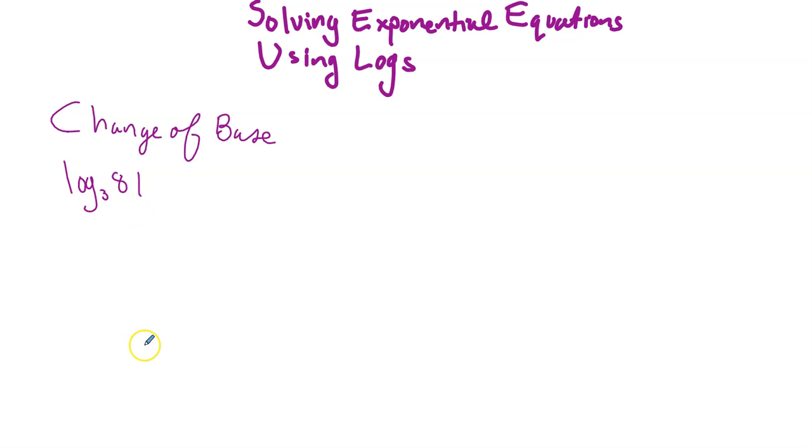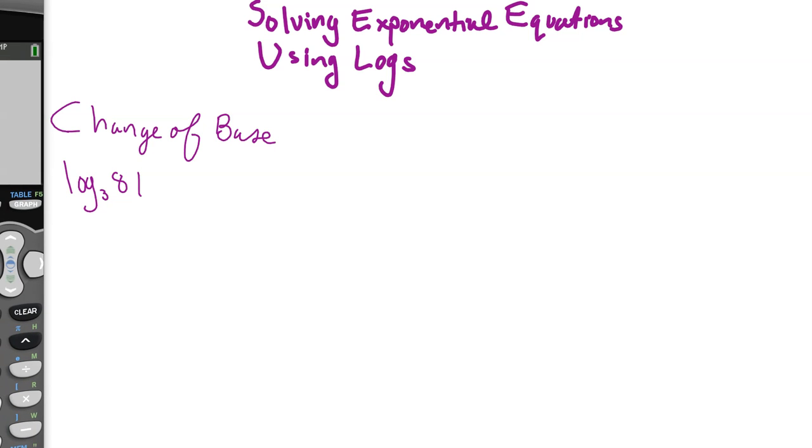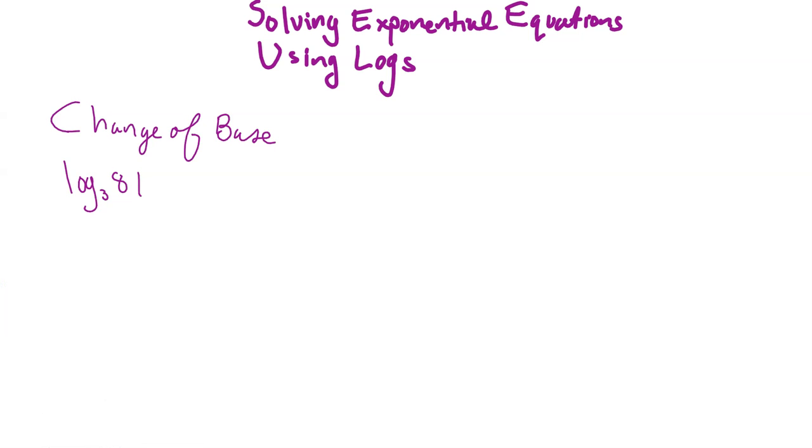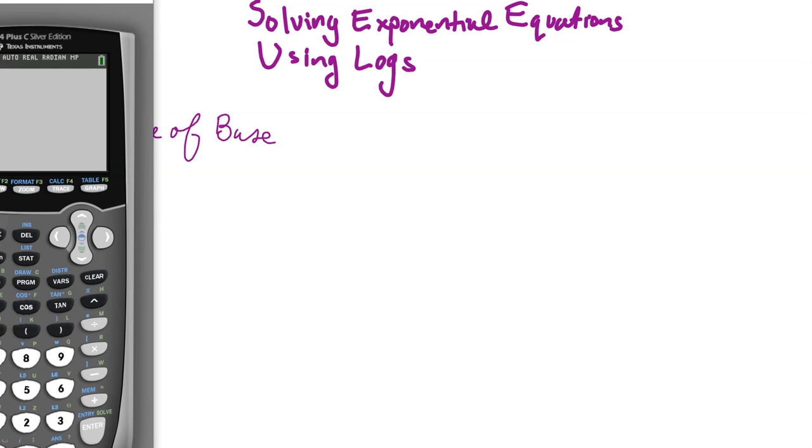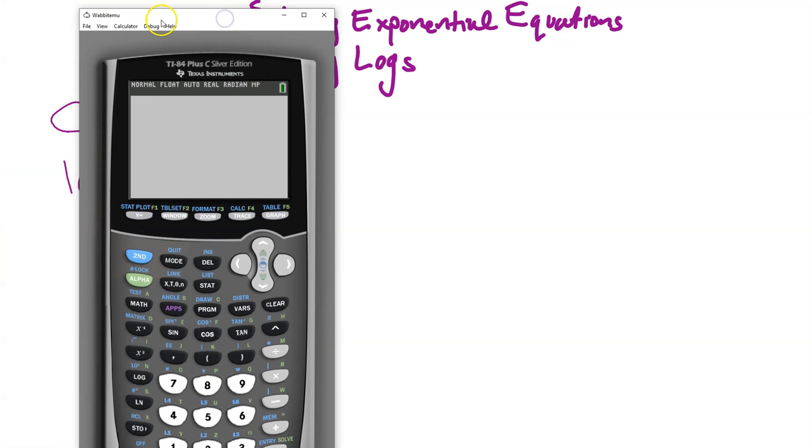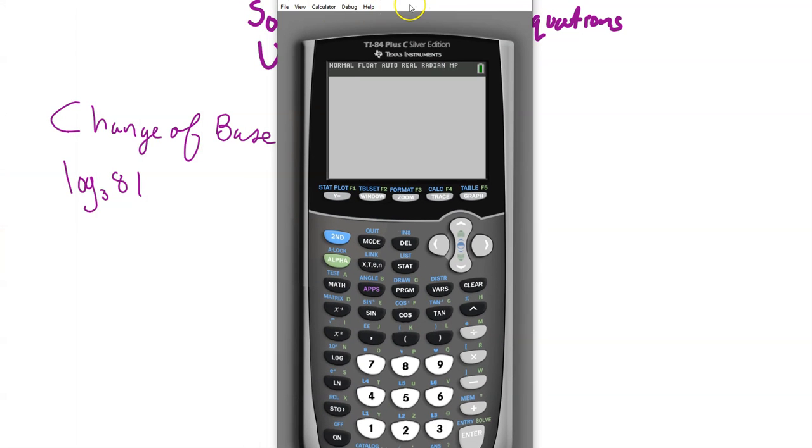Because our calculator can only do a base 10 log or a base E log. All right, hang on, I'm going to see if I can drag the calculator over. There we go. Get it onto this screen. All right, so there's our calculator.